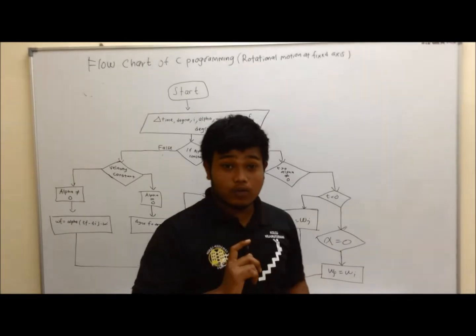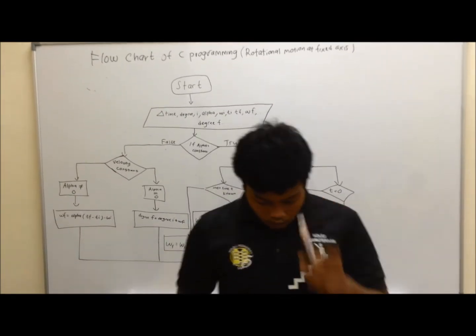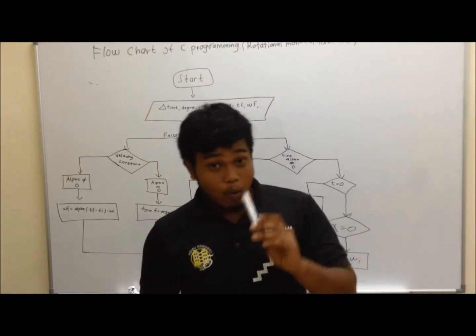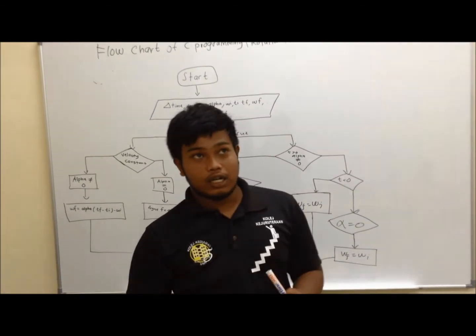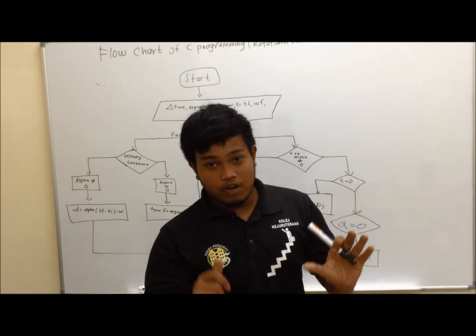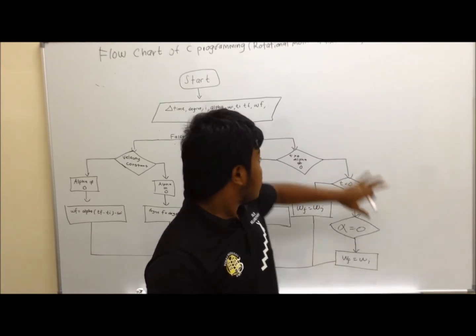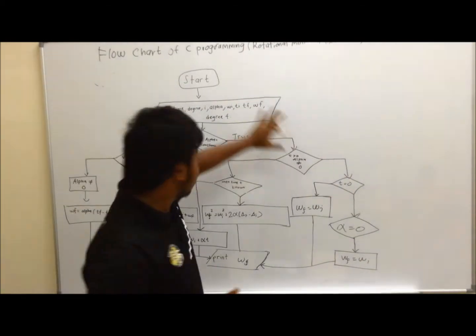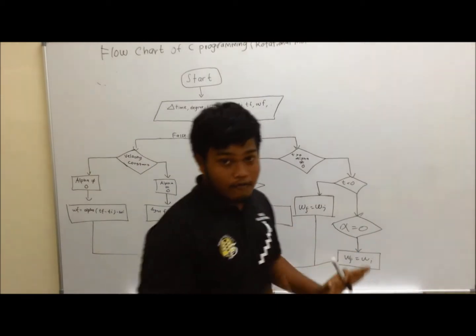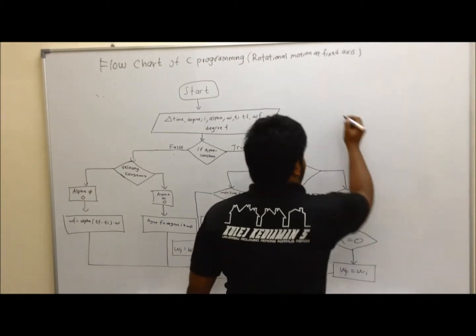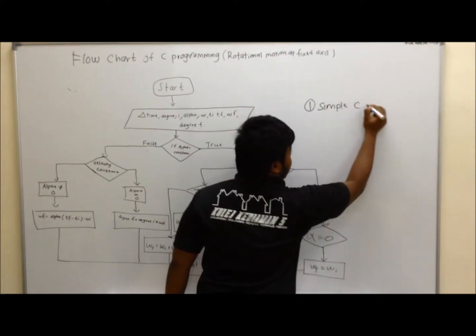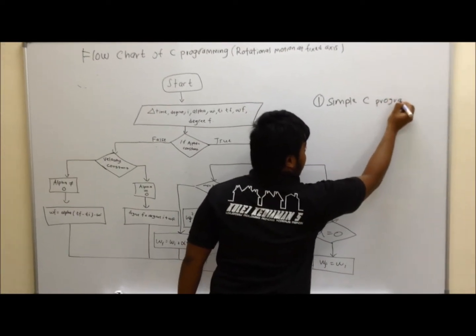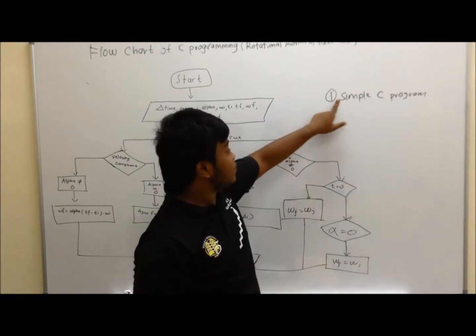Okay, here I want to tell you about what we learn in C programming. C programming has maybe 7 or 6 chapters, and we have put all the chapters into this flowchart. Firstly, what we learn is a simple C program. Okay, we learn about a simple C program.